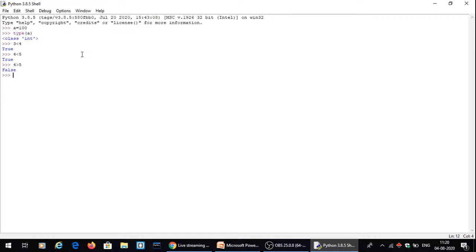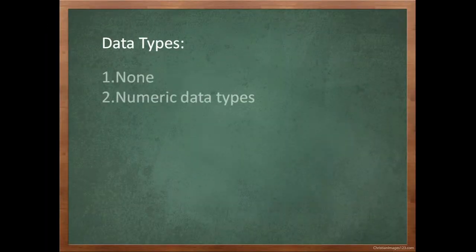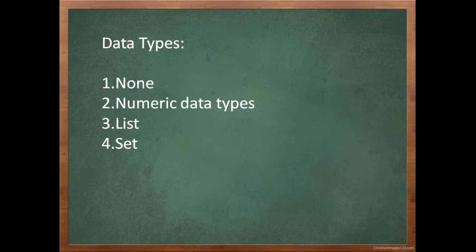In a computer, everything is done by using true and false. If it's true, the work will be done. If it's false, the work will be done in another way. By using true and false, everything will be set in the right position. Okay, let's come to other data types, list and set.